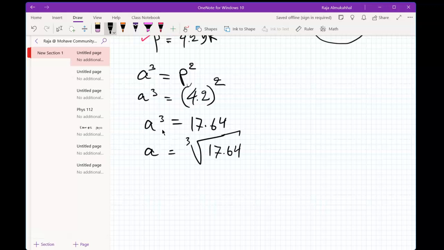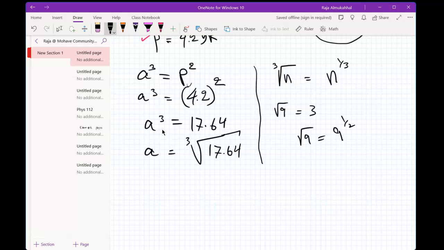Another way, if you don't have this button, because some calculators don't: what is the cube root of a number? Let's say the number is n. The cube root of n means n to the power of 1/3. I hope you know that, right? The square root of 9 is 3, and the meaning of it is 9 to the power of 1/2. Basically, if I have an nth root of x, that's x to the power of 1 over n. You see what I'm saying?